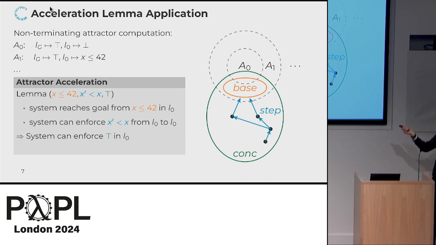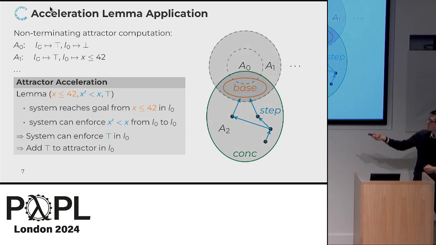And if we know that, because of the property of the lemma, if the system can always force to do these steps, then if we start somewhere from the conclusion, we will end up in the base. And that's why the system can also enforce to reach the goal, in this case from top in L0. And so we can add this top to the attractor in L0, right? So this overall part. And then we also terminate, because we have reached a fixed point.